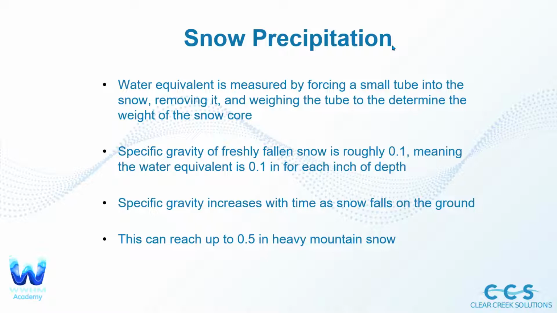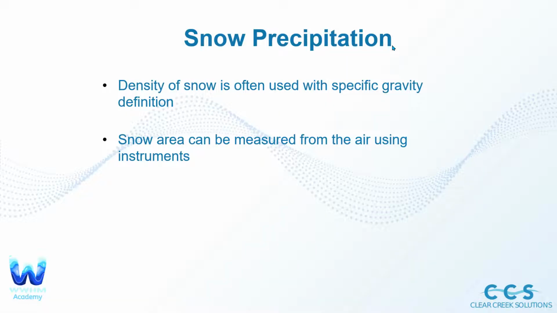This can reach up to 0.5 in heavy mountain snow. If we're getting a lot of wet, heavy snow on a mountain, and it compacts a lot and reaches a large depth, that specific gravity can get all the way up to 0.5, and that's going to help us determine the water equivalent. The density of snow is often used with specific gravity, and the snow area can be measured from the air using different instruments that we have available. We can determine that snow area. So that's how we determine snow precipitation.